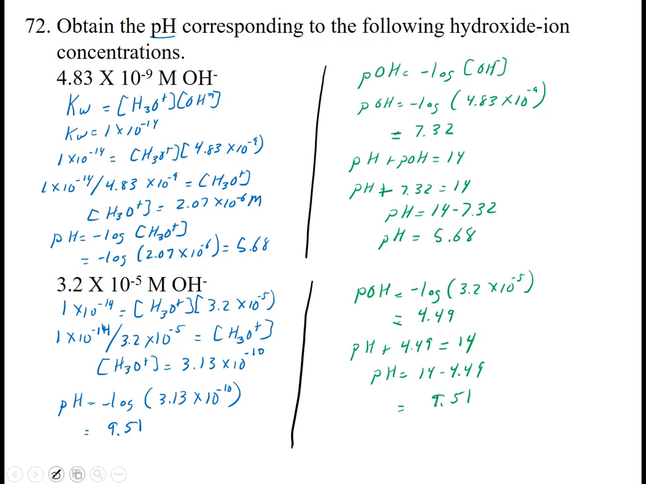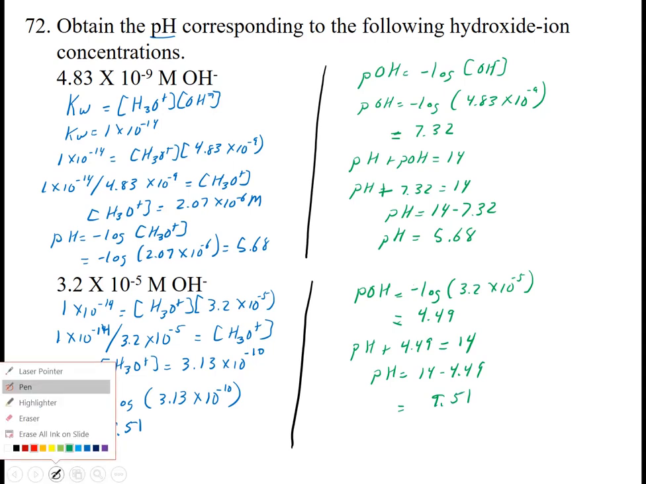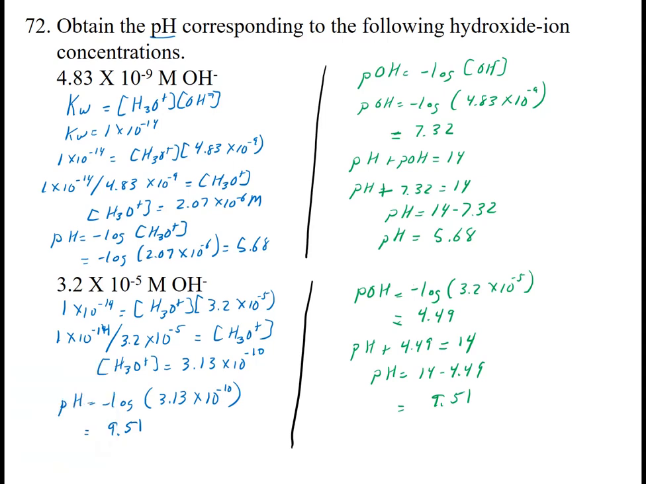And just to practice something else that we did earlier in this chapter, with a pH of 5.68, this is acidic. With a pH of 9.51, this one is basic. So just kind of a flashback to that. I have a couple more problems that can be done, and those will be in the coming videos.